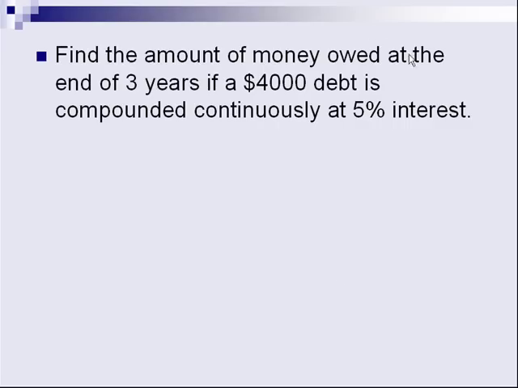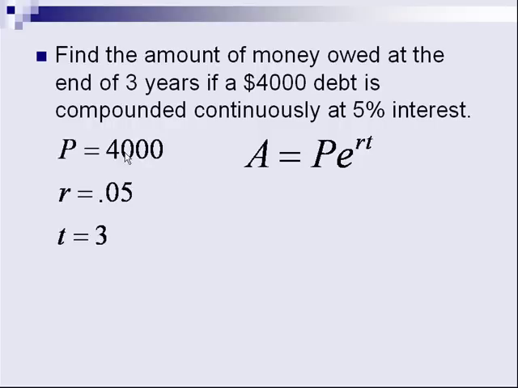So find the amount of money owed at the end of 3 years if a $4,000 debt is compounded continuously at 5% interest. Alright, so finding all our information, here's our A equals P e to the rt. And what I'm going to do is find all those values that I know. So I know the P is 4,000. Okay, we start with a $4,000 debt. The r is 0.05, so that 5%, I move the decimal place over twice, and I get 0.05. And then the 3 stands for the amount of time that I compound. So that's the number of years, and that goes in for t.